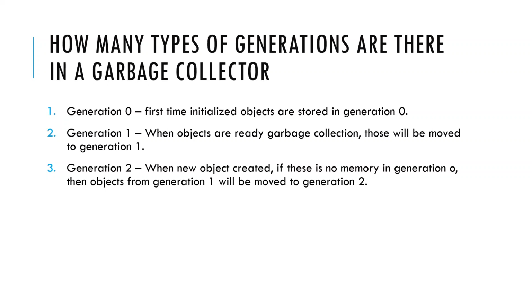In generation 0, the newly initialized objects are stored the first time. In the case of generation 1, when the objects are ready for garbage collection, those objects will be moved to generation 1 from generation 0. And in the case of generation 2, when a new object is created, if there is no memory in generation 0, then generation 0 objects will be moved to generation 1, and generation 1 objects will be moved to generation 2.